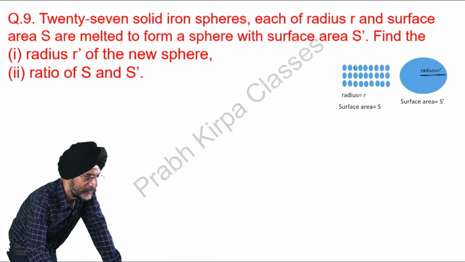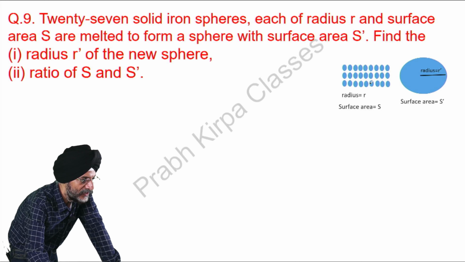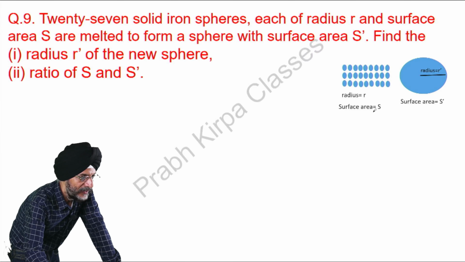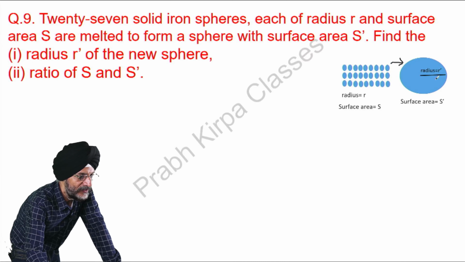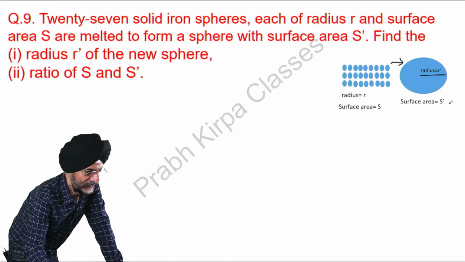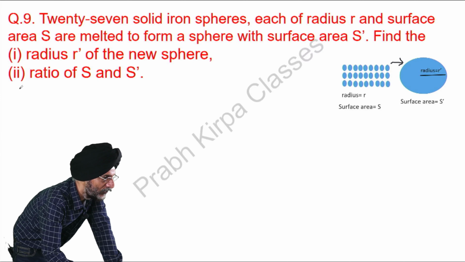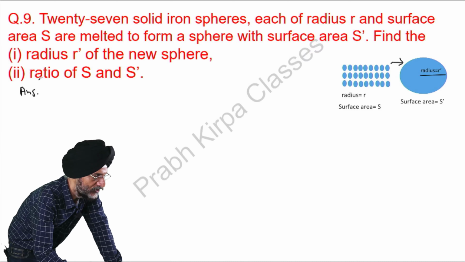Now in this picture you can see that these are the 27 solid spheres where the radius is r and their surface area is s, and they have been melted, and one big sphere has been formed with radius r dash and surface area s dash. So now we will try to solve this question.